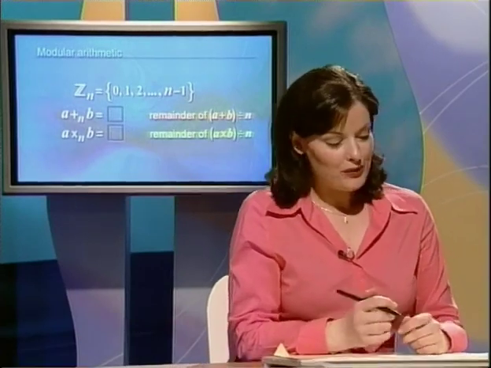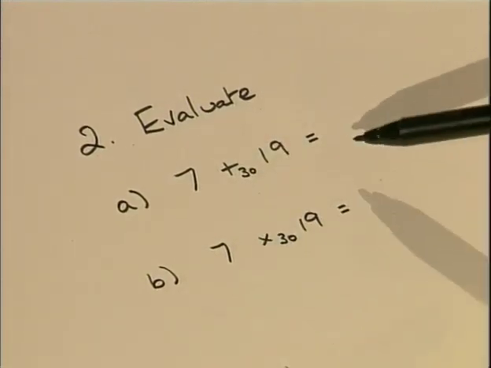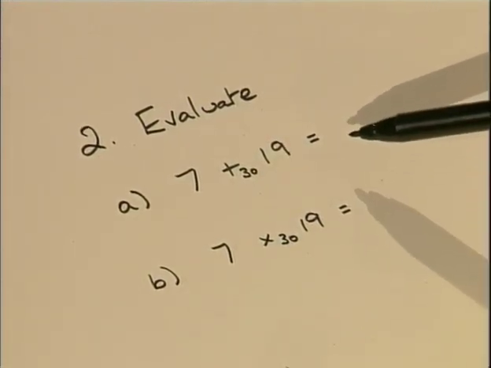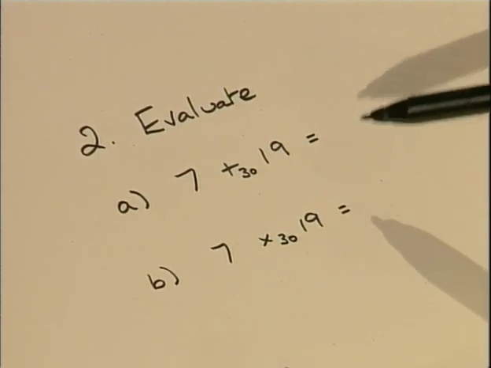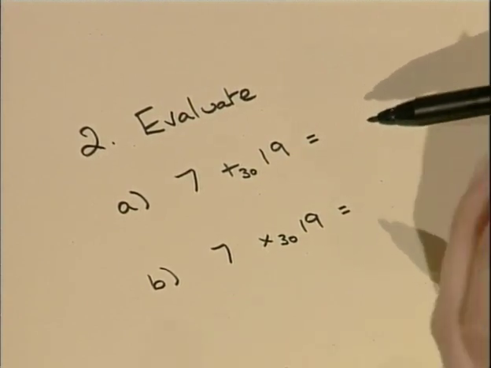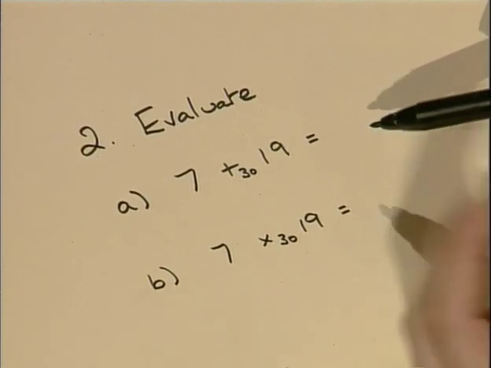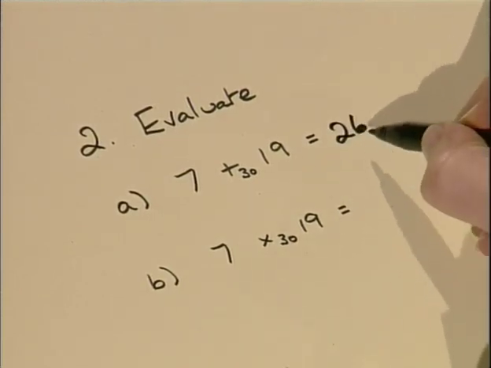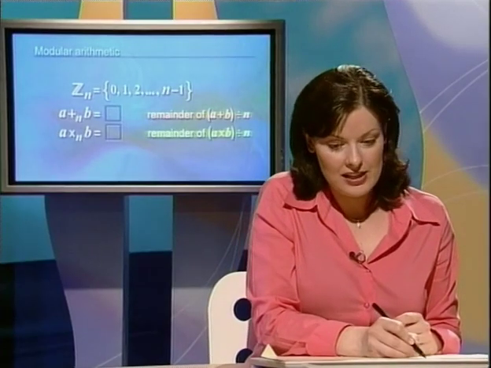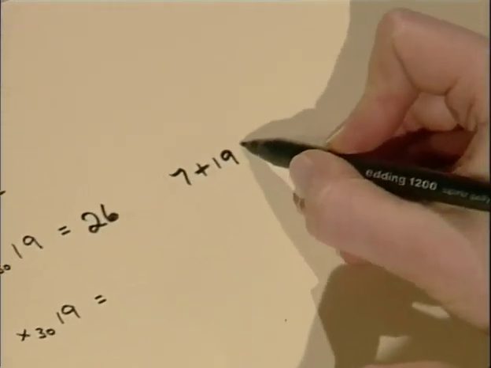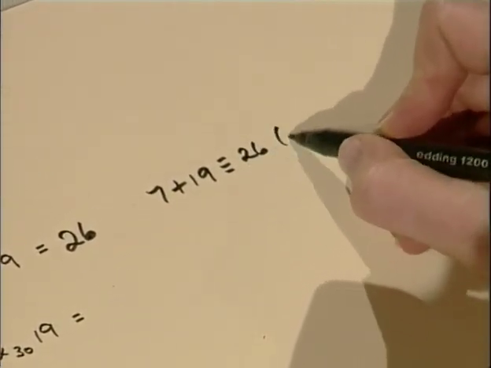OK, so I'm going to do these sums the way Alan's described. Well, the first one, 7 plus 19 modulo 30. Well, 7 plus 19, that's 26. And I need to divide that by 30. And if I do that, the remainder is 26. So that's 26. And I could have written that down as 7 plus 19 is congruent to 26 modulo 30.